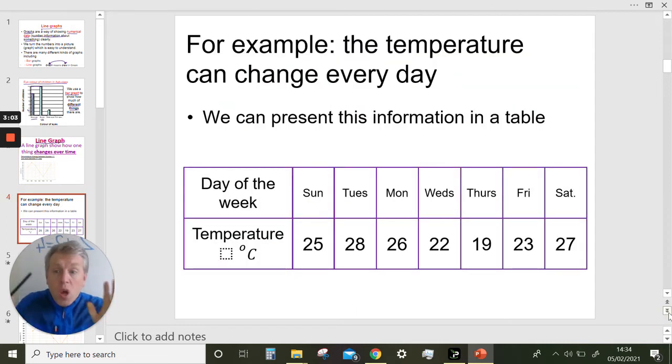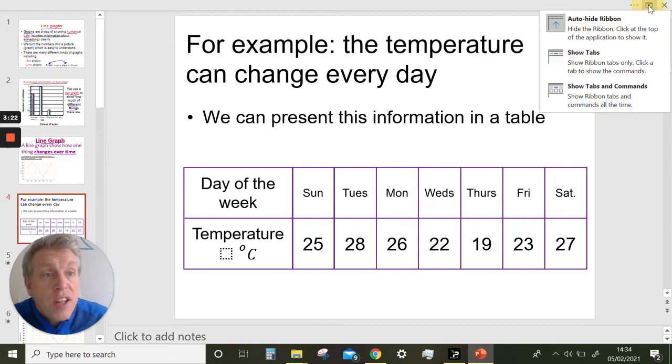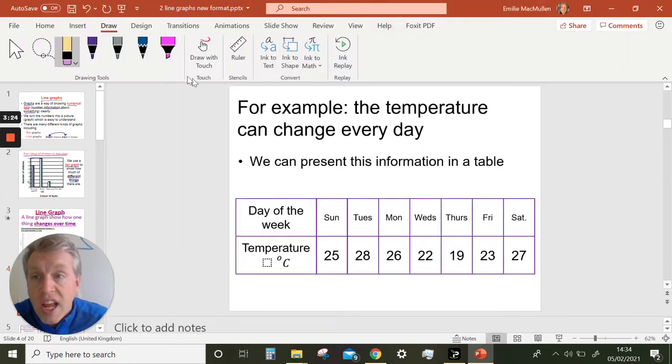So line graphs show how something changes over time. So let's think of an example. For example, the temperature can change every day, can't it? The temperature, some days it's hotter, some days it's colder. The temperature can change every day.